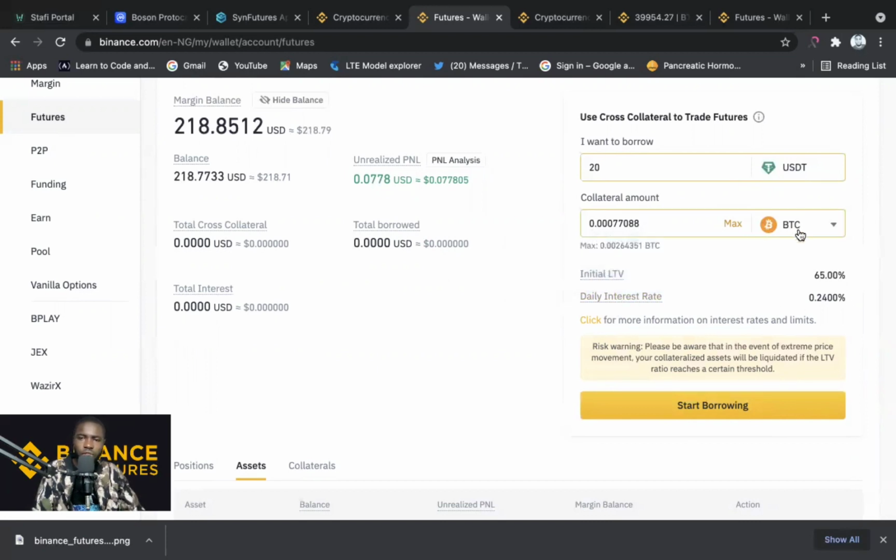For every day that you are borrowing, using your BTC to borrow USDT, you are going to be charged 0.2400 percent on your BTC, right? So you also have to know the calculation for this. Basically, what this means is 0.2400 divided by 100 multiplied by your capital, right? Or what you are borrowing, basically.